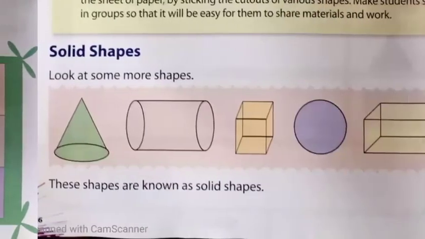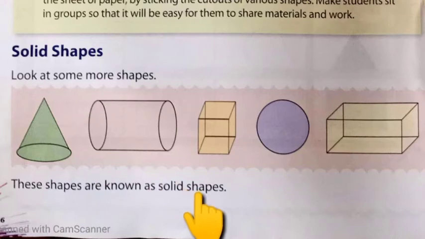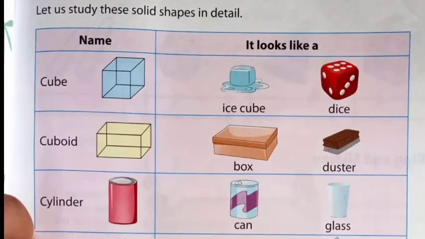After this we'll be talking about the solid shapes. So look at some of these shapes like the cone, cylinder, cube, sphere, and cuboid. These shapes are known as solid shapes. So let's know more about the solid shapes. In the box, you are given the name of the solid shape and how it looks like.